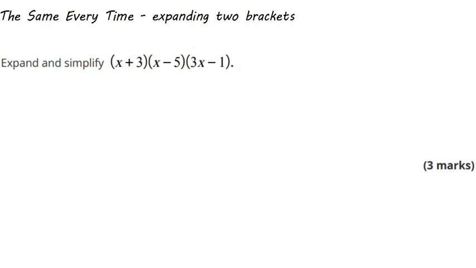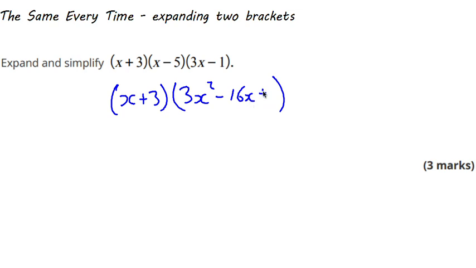So now the question has become this. I've got my first bracket, x plus 3, and then the second 2 brackets I've put as one thing, which is going to be 3x squared minus 16x plus 5. Now I have to multiply the first bracket, the x plus 3, by the entire second bracket. So everything in the first bracket multiplied by everything in the second bracket.